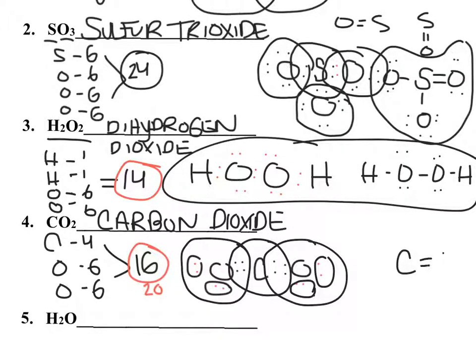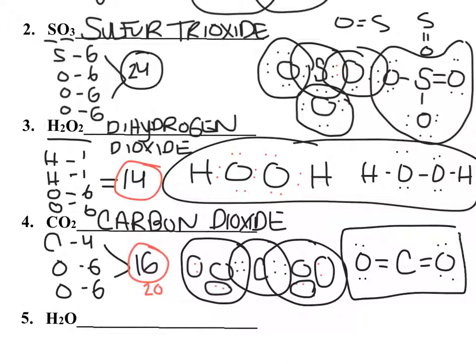So if I look at it double bond wise, let me make sure that I used only 16 electrons. 2, 4, 6, 8, 10, 12, 14, 16. And I did. So perfect. My Lewis dot diagram worked out. It looks like carbon dioxide has a double bond between carbon and both oxygens.